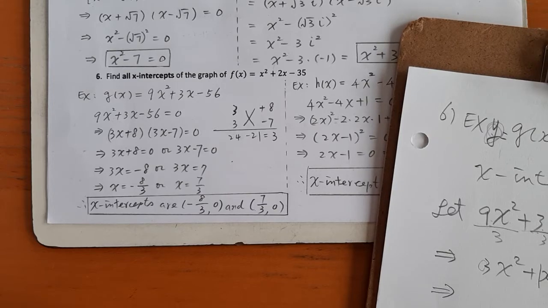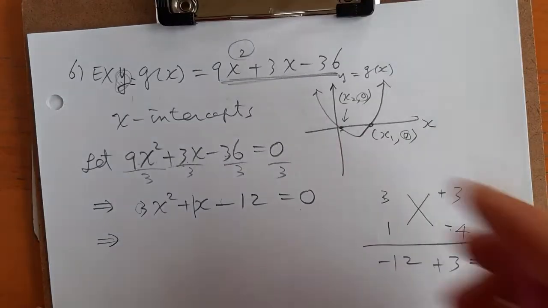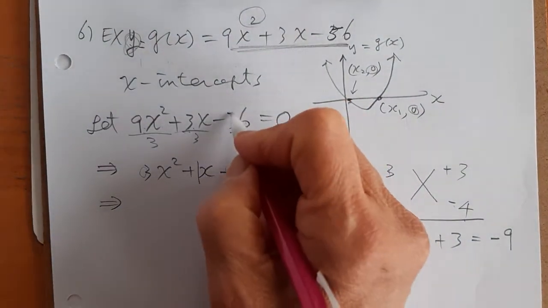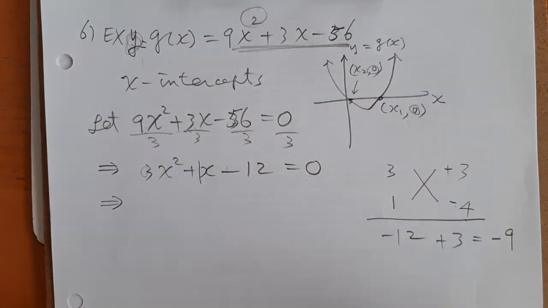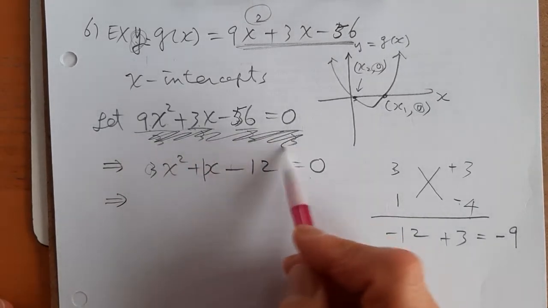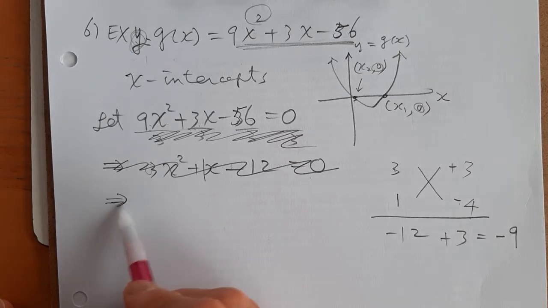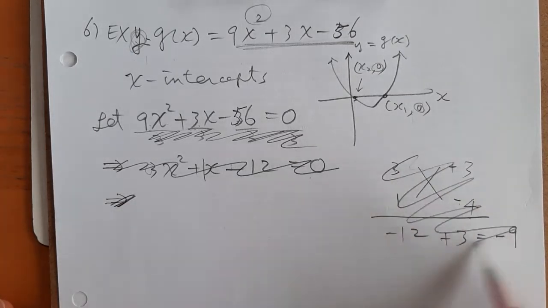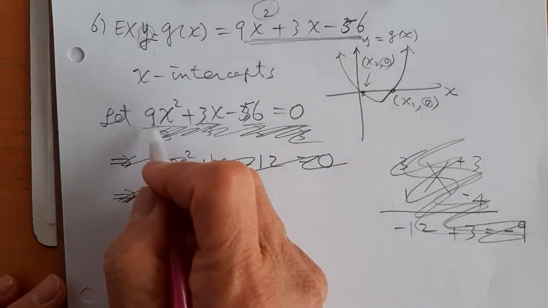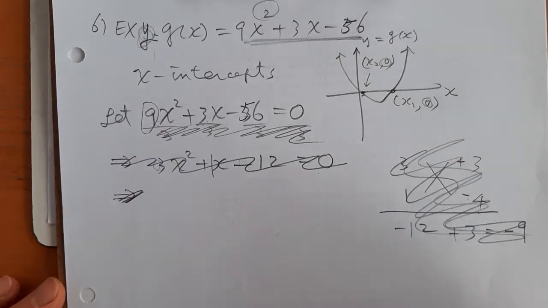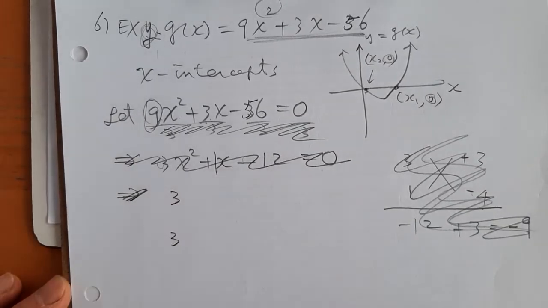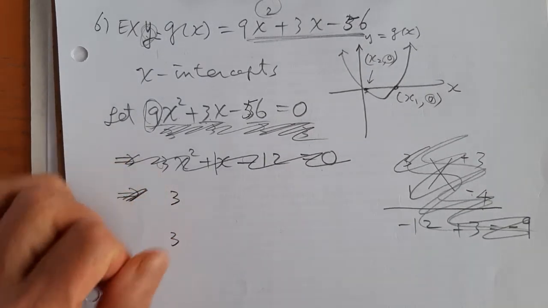Oh, I copied the question wrong. It should be 56, then we can factor it. So this is a 56. If it's 56, we cannot divide it by 3, because 56 is not divisible by 3. So we just factor 9. 9 can be factored as 3 times 3, the two numbers closer to each other.